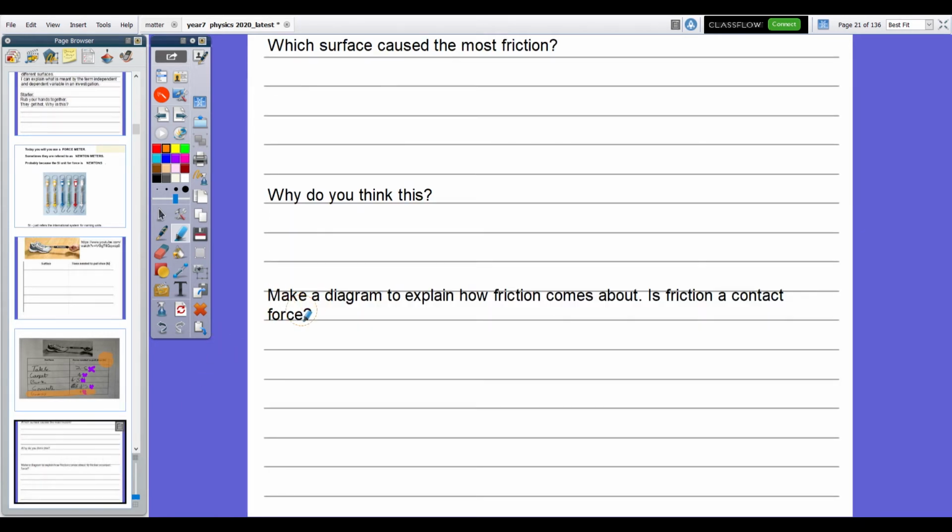So what I'd like you to do now, go onto the internet and see if you can find a little diagram to explain how friction comes about, and put a little diagram, see if you can make a little diagram and put that in down here, please.